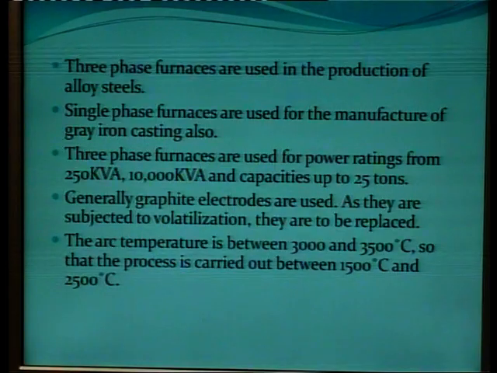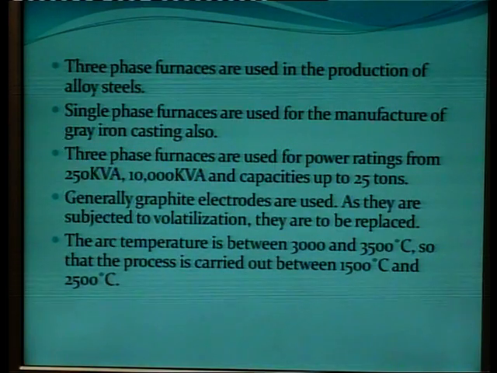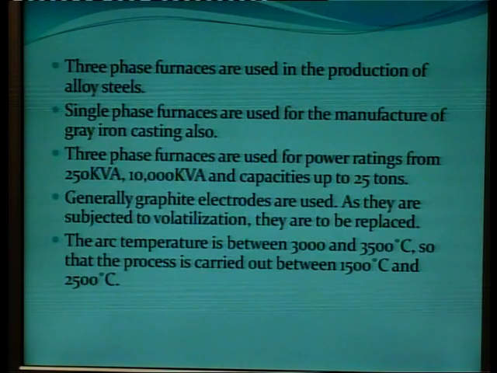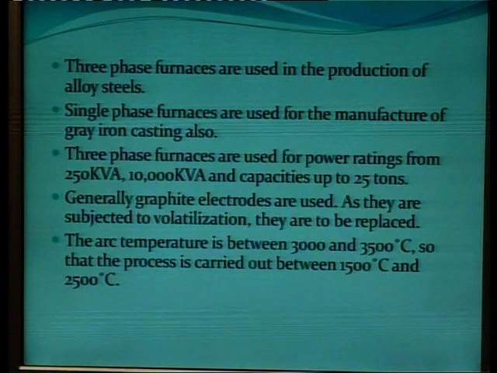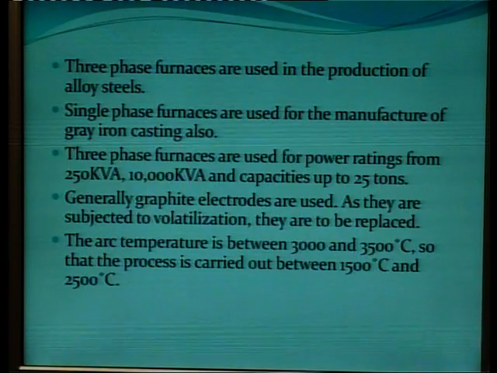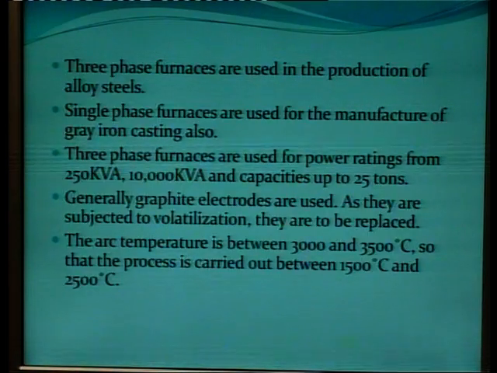Generally, graphite electrodes are used, as they are subjected to volatilization. They are to be replaced. Now, the arc temperature is between 3000 to 3500 degrees centigrade, so that the process is carried out between 1500 degrees centigrade to 2500 degrees centigrade.